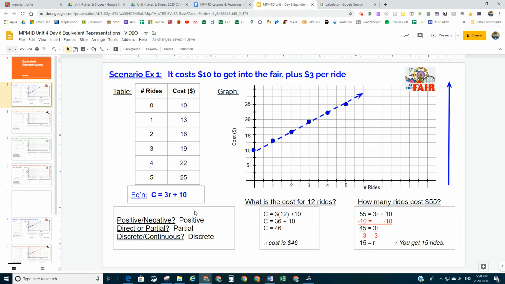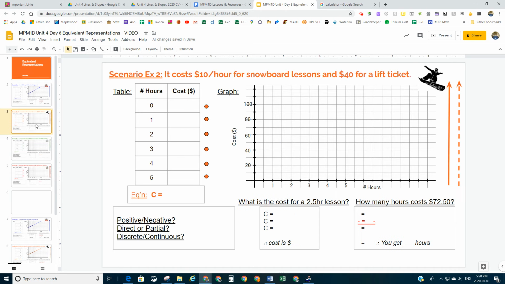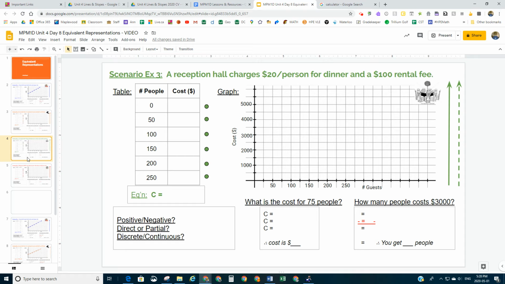Okay? So what you're going to do now is replicate this for 3 other scenarios. This second one is a cost of $10 per hour for a snowboard lesson and a $40 lift ticket. So there's going to be an initial start of 40, and then you'll do some math on that. The third is a reception hall that charges $20 per person for dinner and a $100 rental fee. At a wedding or something like that, you're going to have to do that. You'll notice this one, they are going up by 50s here. So be careful when you calculate your costs.